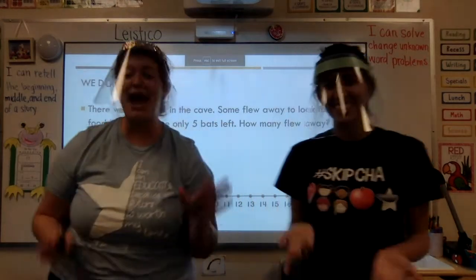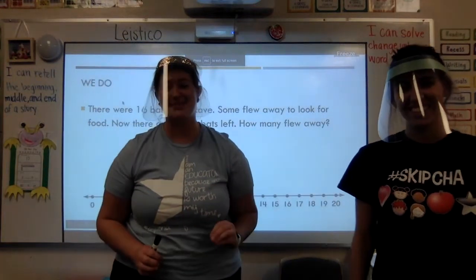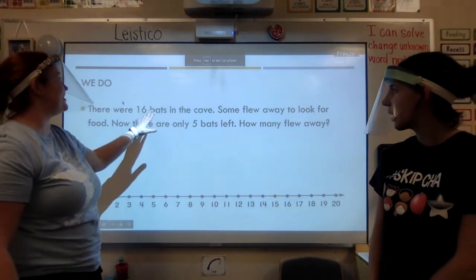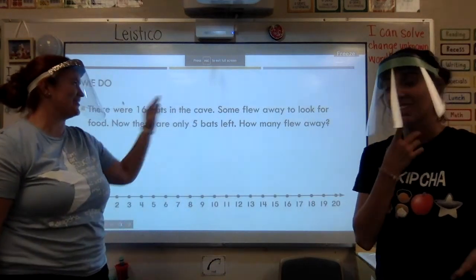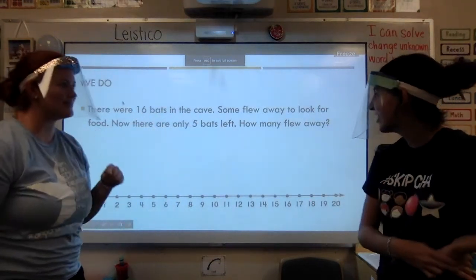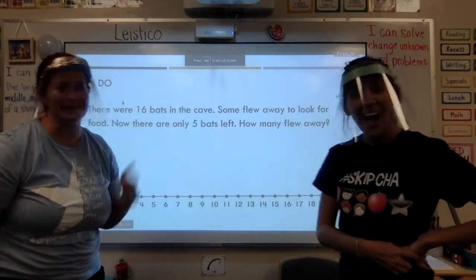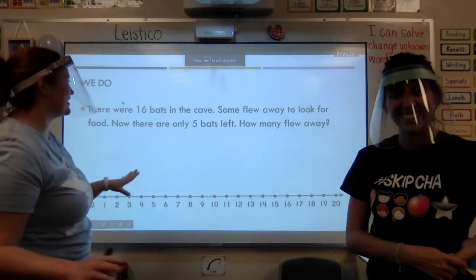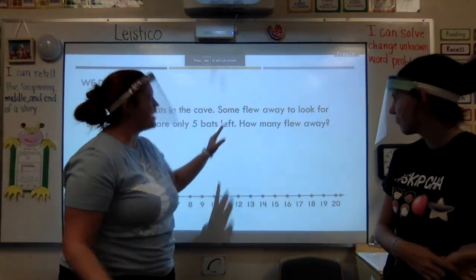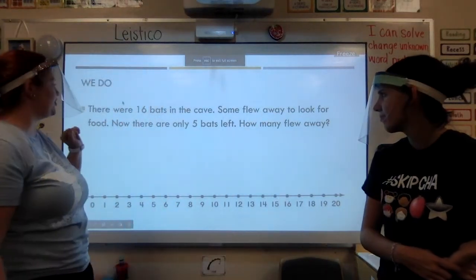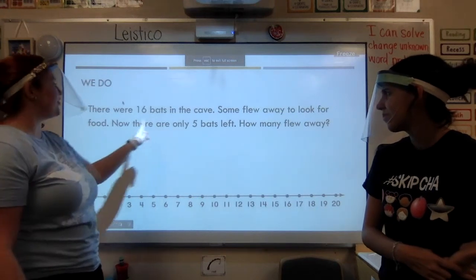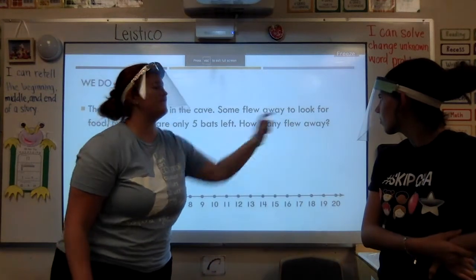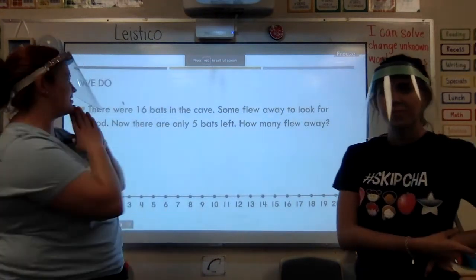Okay, let's take a look at one more change unknown subtraction word problem. It says, there were 16 bats in the cave. That's a lot of bats. That reminds me of our book Stellaluna last week. Who liked that book? Okay, there were 16 bats in the cave. Some flew away to look for food. Now there are only 5 bats left. How many flew away?